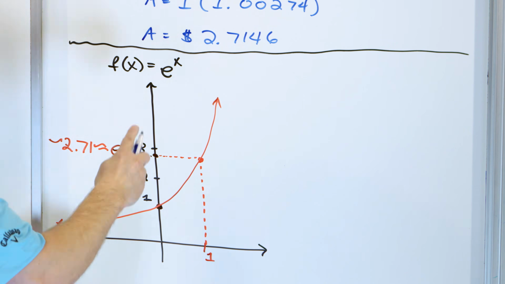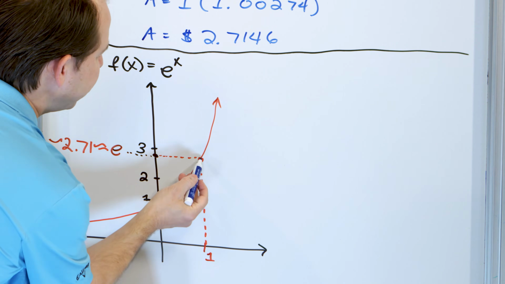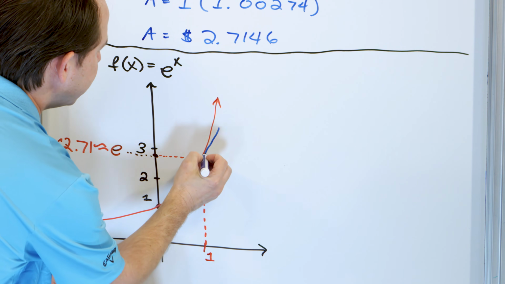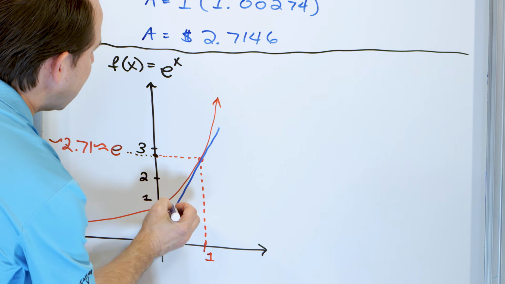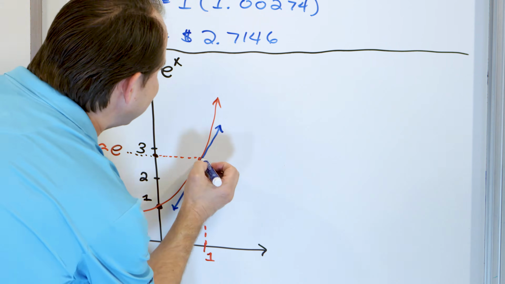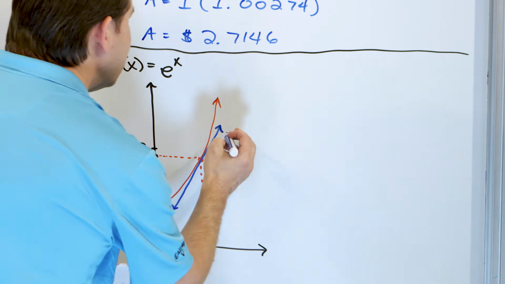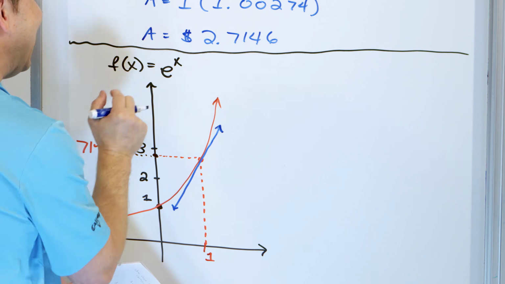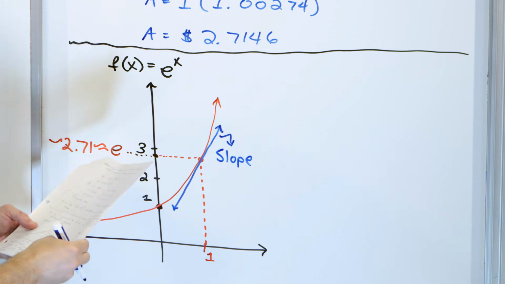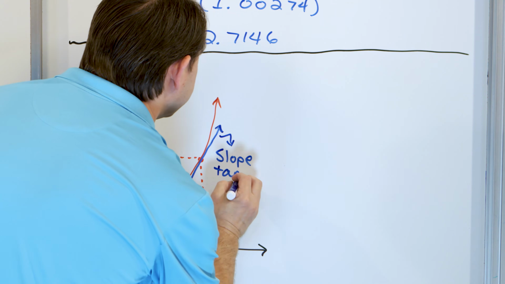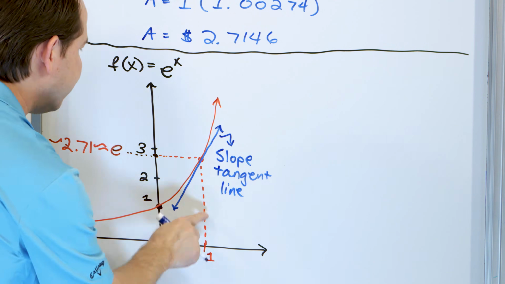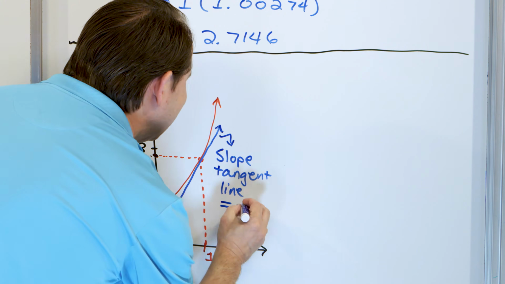Now, the way that you figure out the slope of this curve, if you want to know the slope right here at this red dot, is you draw a line tangent to this curve. Tangent just means that it touches the red curve only in one spot, only at this dot right here. Okay? So what this very special function e to the x does is that the slope of the tangent line at this point right here is equal to e.